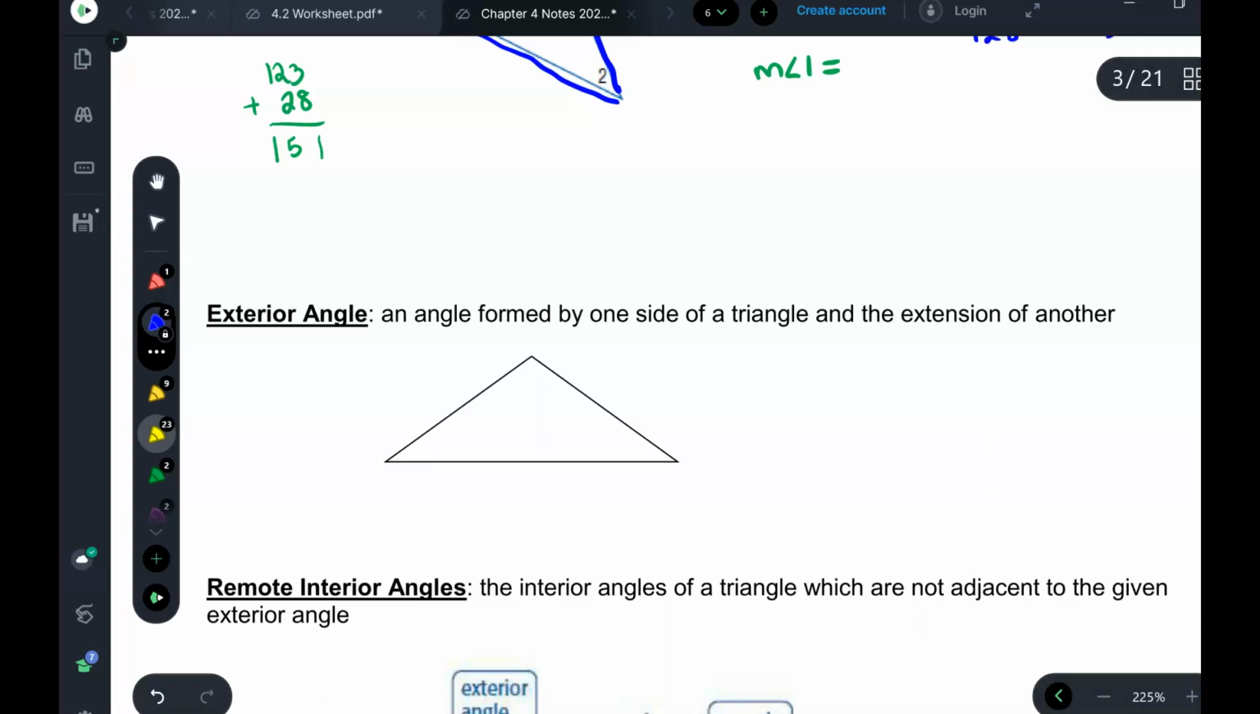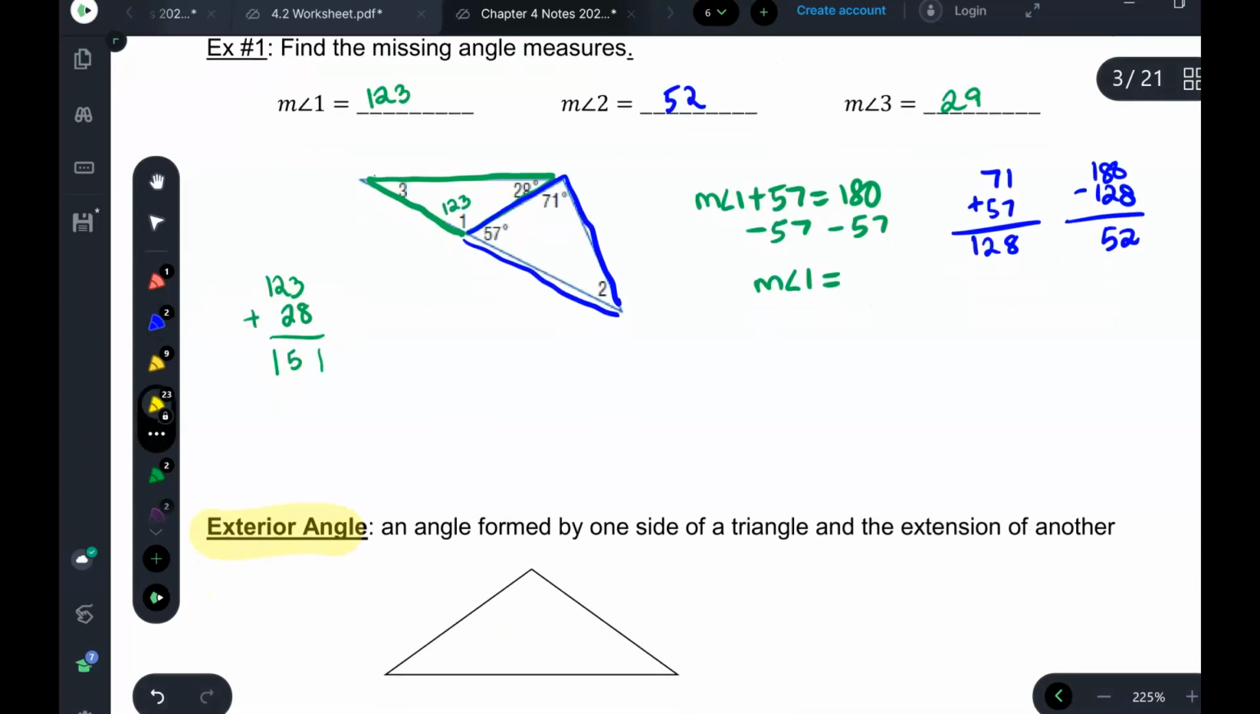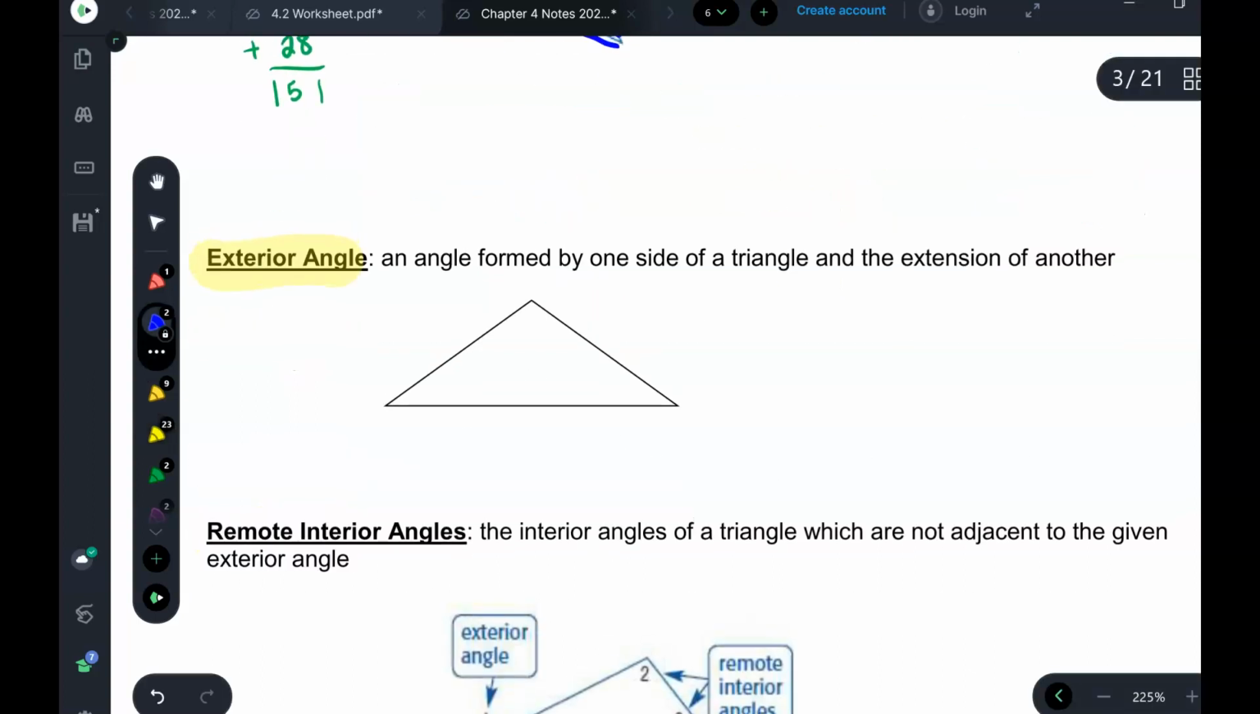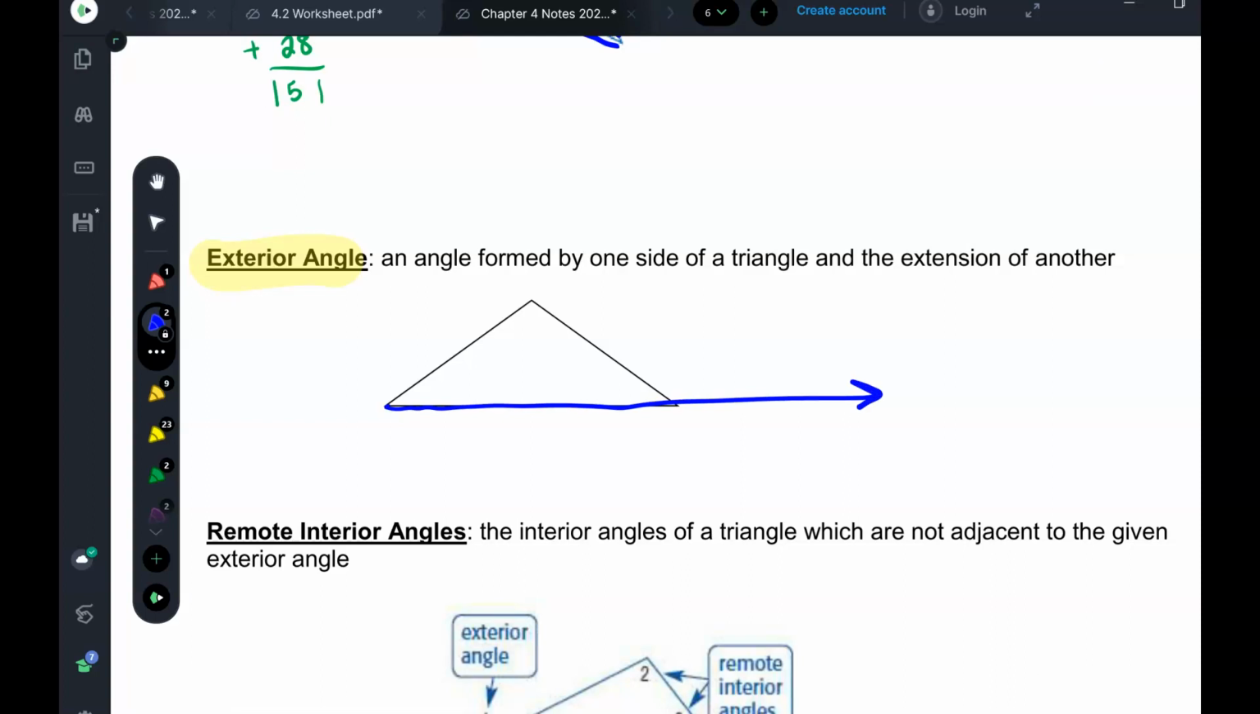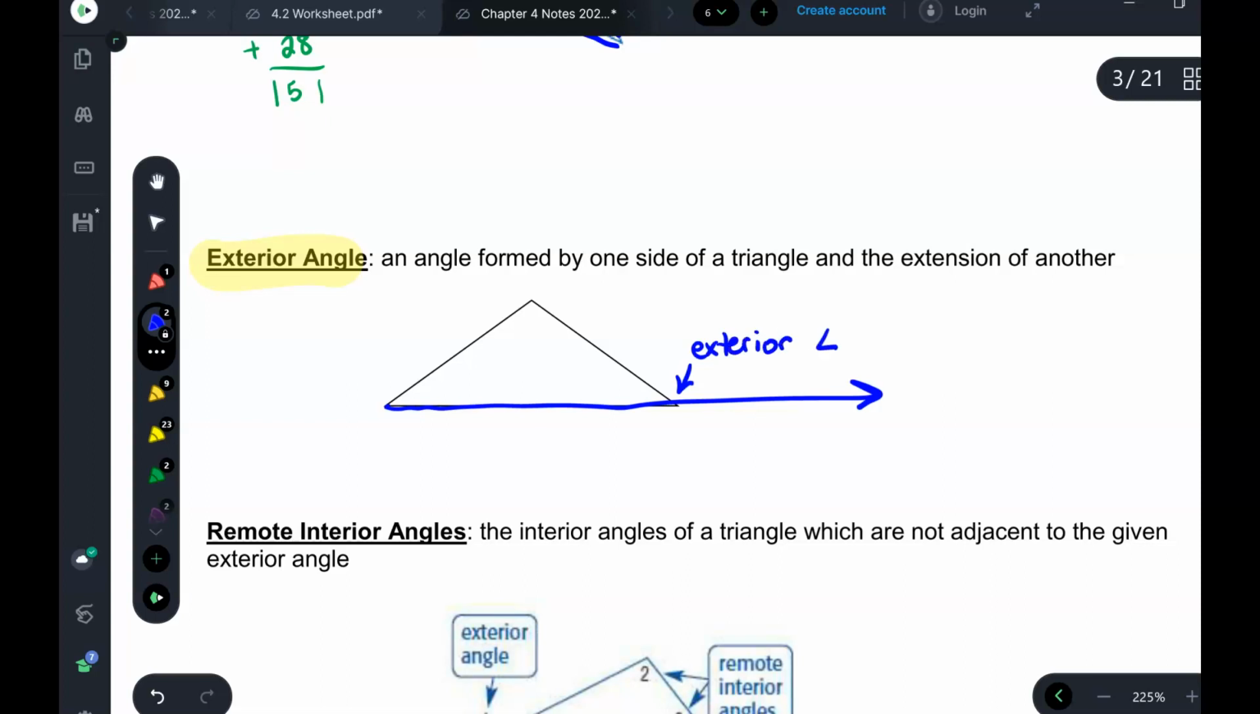All right, exterior angle. Now, all of these are the interior angles. They're all on the inside of the triangle. But what happens if you extend one side of the triangle? Take this side and extend it. This angle right here that's formed is an exterior angle. It's on the outside. Is that the only exterior angle? No. What if I extend this side? If you extend all of them.